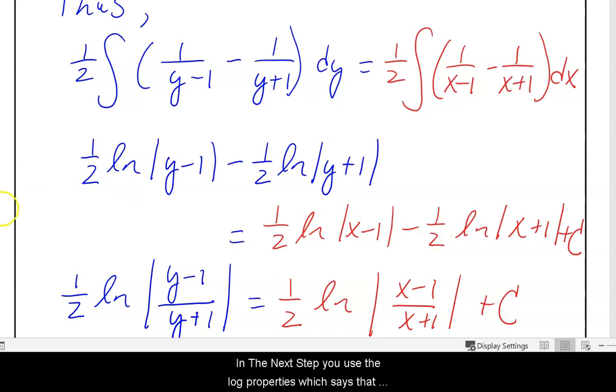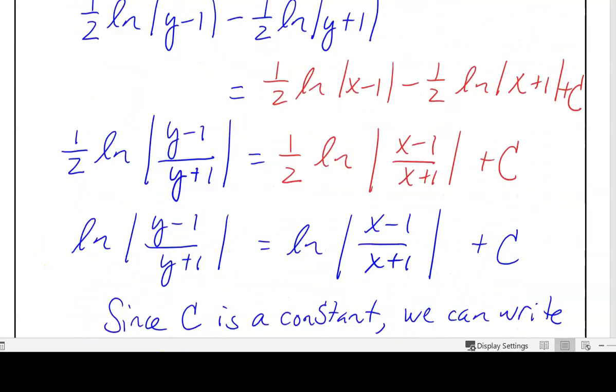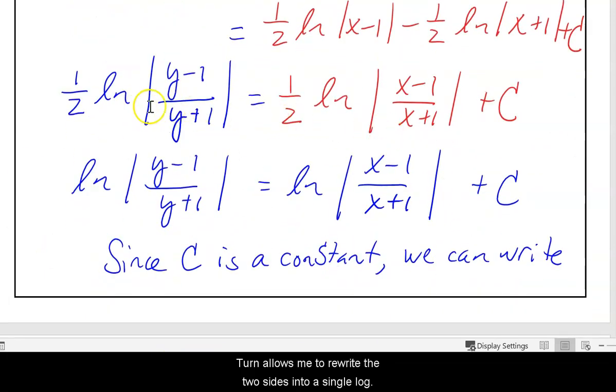In the next step, you use the log properties, which says that if you have a log of the same base and they're being subtracted, you can combine them into the log of the quotient. The one that is positive goes to the numerator, the one that is negative goes to the denominator. That allows me to rewrite the two sides into a single log. Now the next thing I'd like to do would be to equate the arguments by exponentiating both sides. However, the plus c is preventing me from doing that.